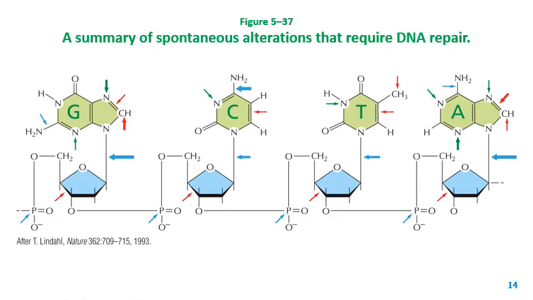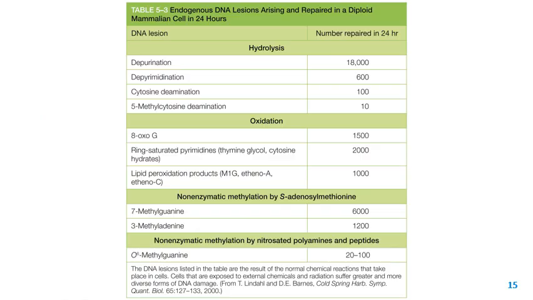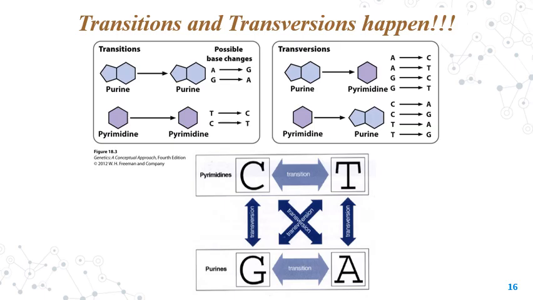So here is straight from your book showing spontaneous mutations that would need some DNA repair. And here is a table showing the types of spontaneous mutations, also called endogenous DNA lesions, that happen every day. That means in 24 hours, you have purines that are flying off your DNA, about 18,000 of them a day. Pyrimidines can also fly off, but not to the same extent as purines, because purines are bigger and fall off easier. And you have all these different types of DNA damage that happen just because you are alive. So that's just an FYI type of chart.